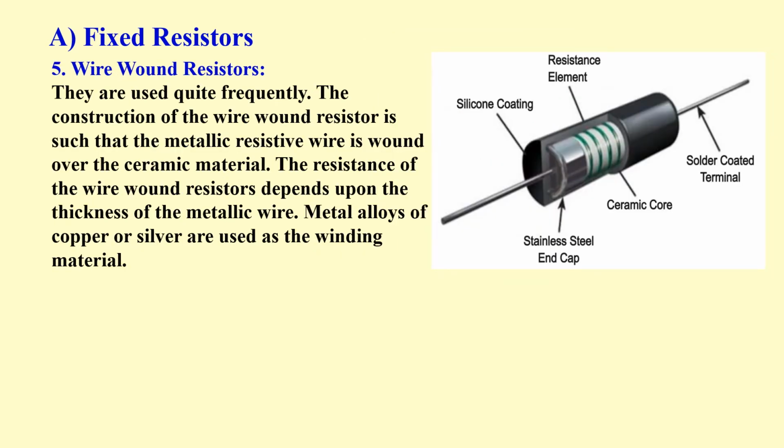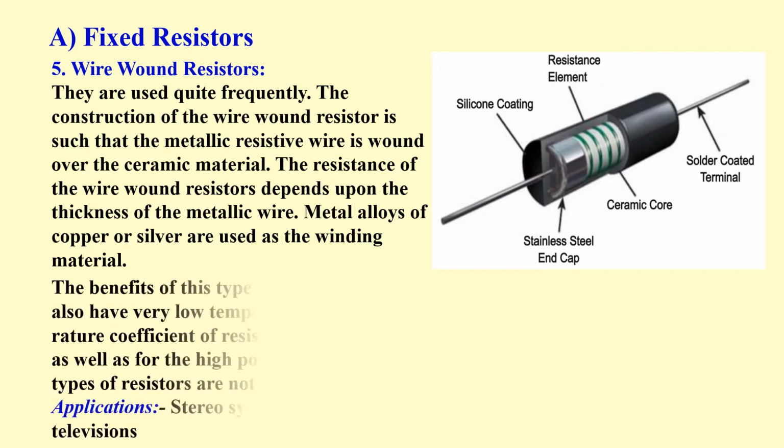The fifth example of fixed resistor is the wire wound resistors. They are used quite frequently. The construction of the wire-wound resistor is such that the metallic resistive wire is wound over the ceramic material. The resistance of the wire-wound resistors depends upon the thickness of the metallic wire. Metal alloys of copper or silver are used as the winding material.